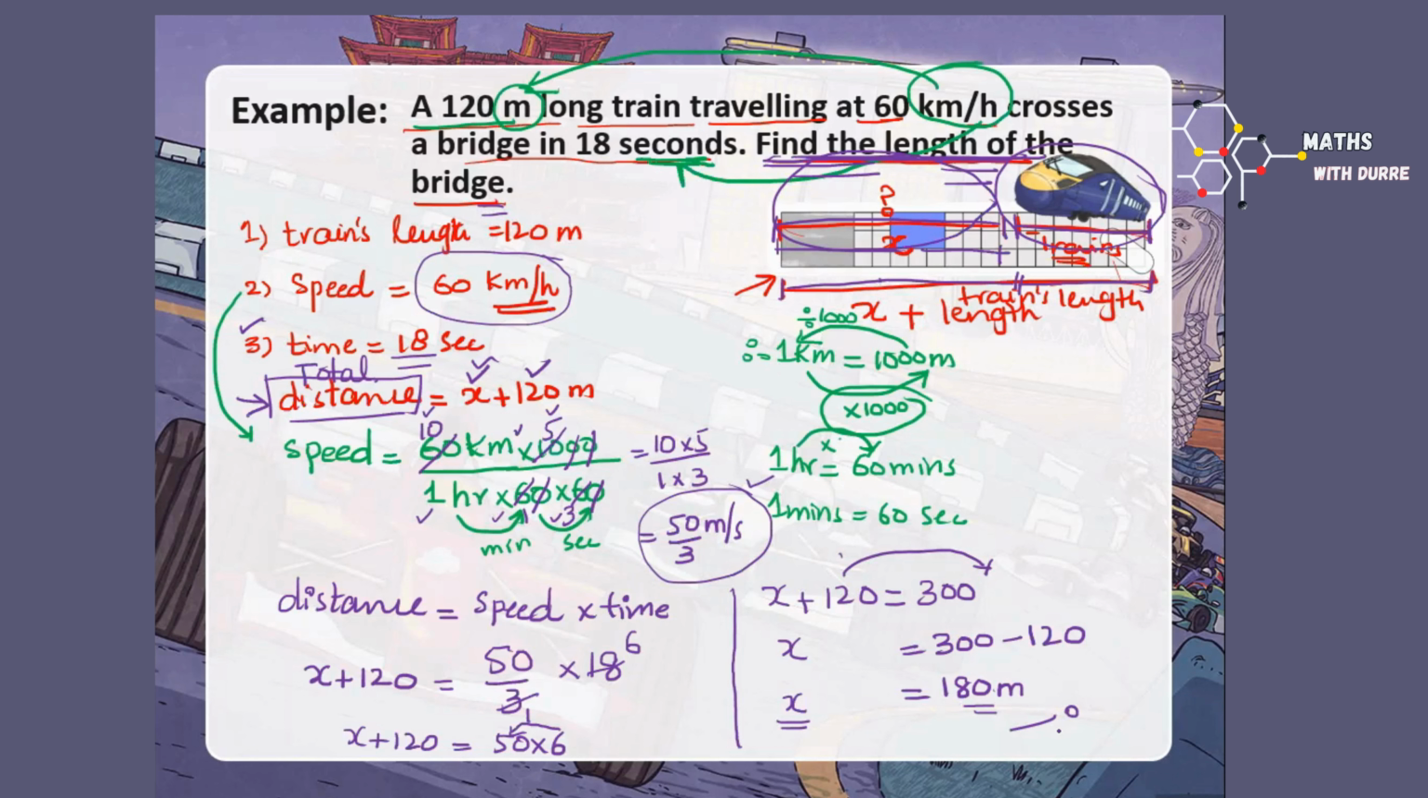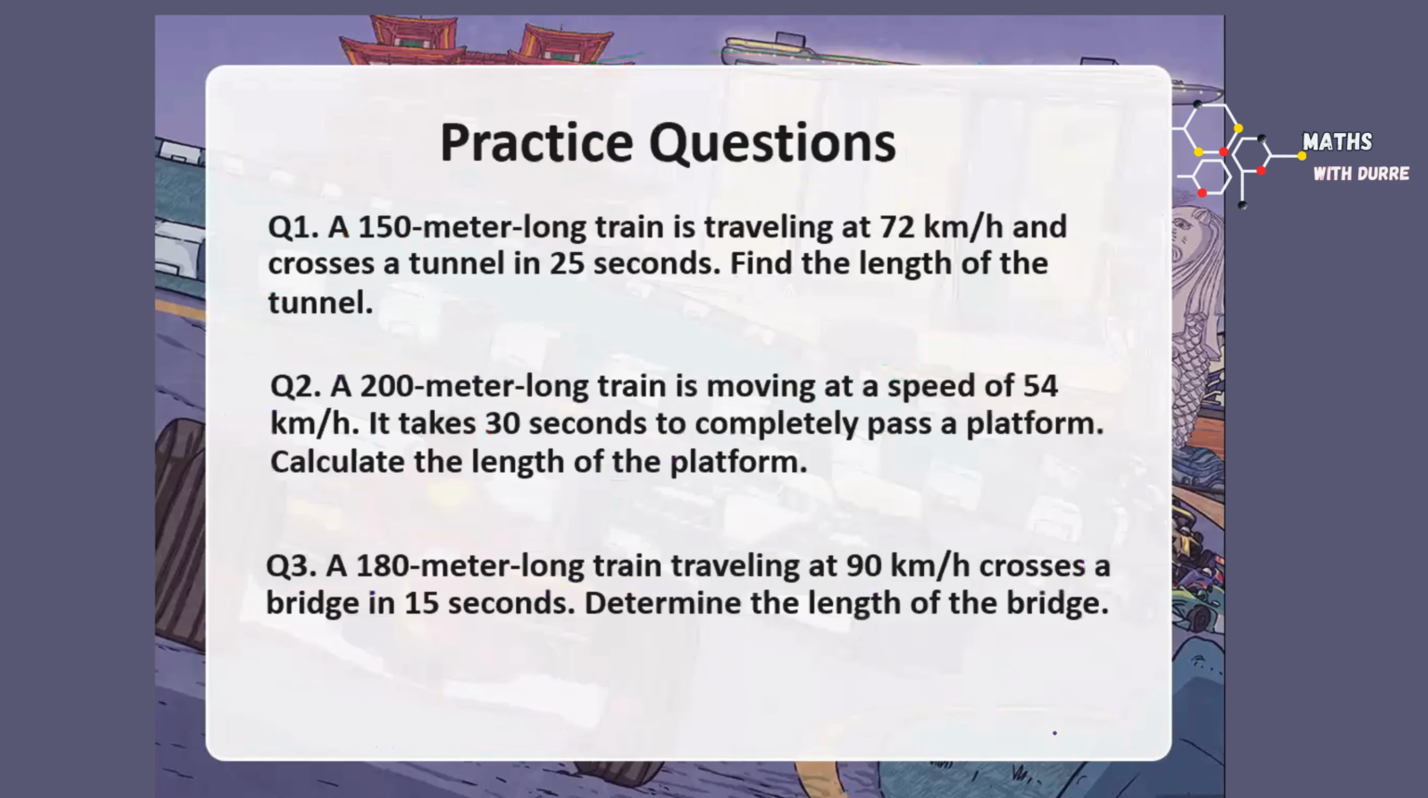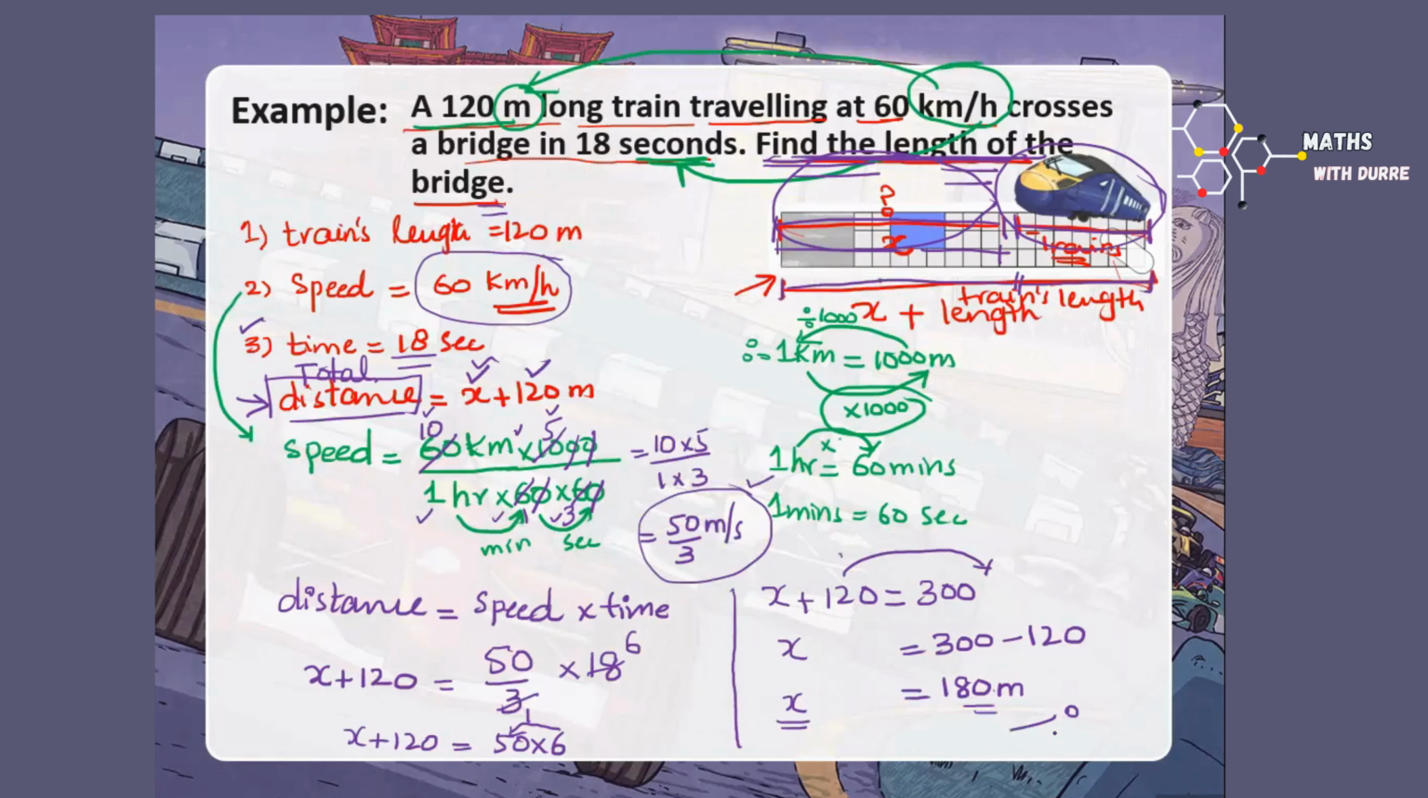By breaking down the problems into small steps, we have found that the length of the bridge is 180 meters. And remember, converting units and using formulas for speed, distance, and time can help you to solve the problems. I'm giving you more questions to solve. So this is how you have to solve these 3 questions on the same pattern which we have solved in this example.